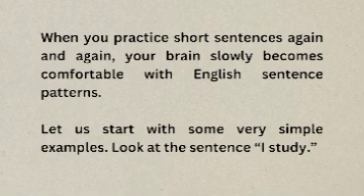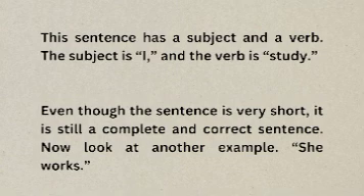Let us start with some very simple examples. Look at the sentence, I study. This sentence has a subject and a verb. The subject is I, and the verb is study. Even though the sentence is very short, it is still a complete and correct sentence.